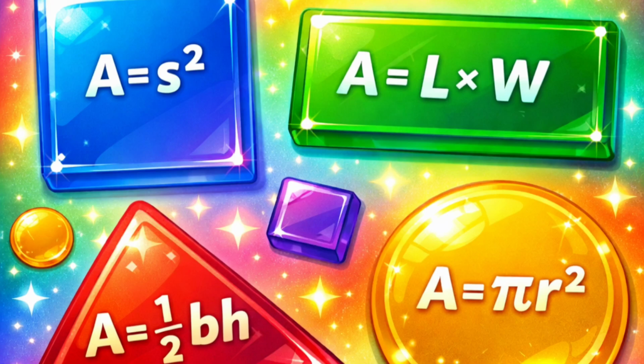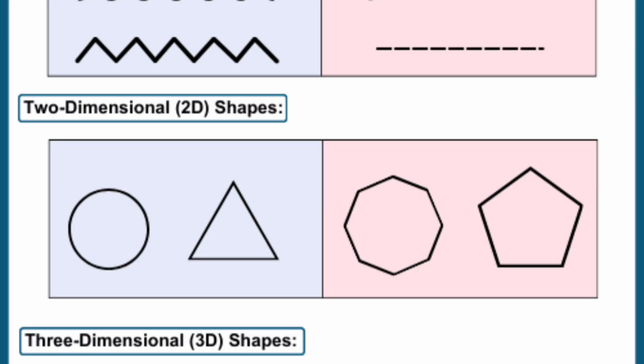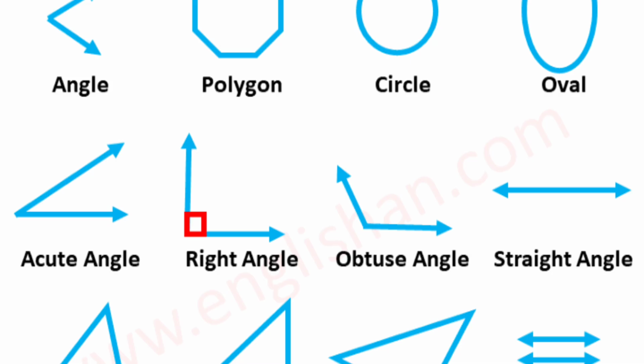Trapezoids have only one pair of parallel sides. The formula for the area is half the sum of the two parallel sides, multiplied by the height. For example, if the two parallel sides are 6 meters and 4 meters, and the height is 5 meters, add 6 plus 4 to get 10, divide by 2 to get 5, then multiply by 5 to get 25 square meters.